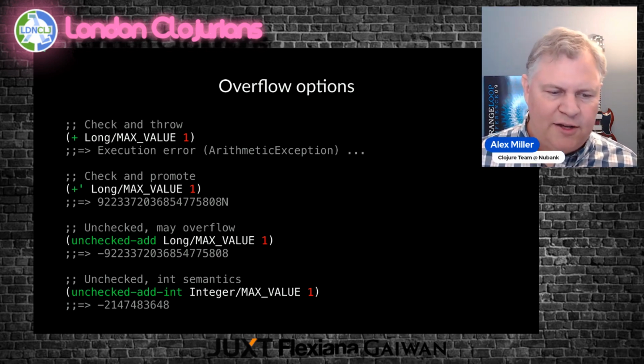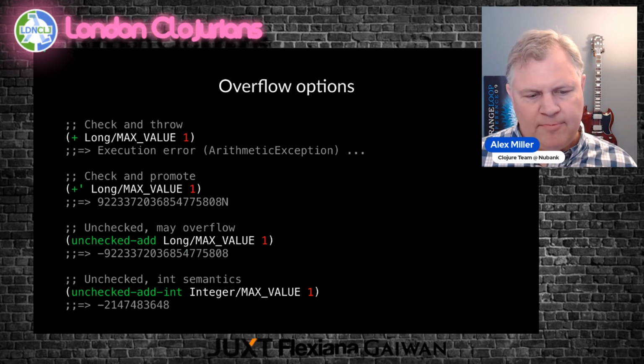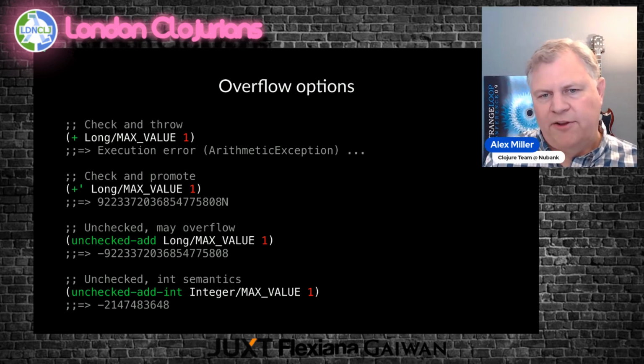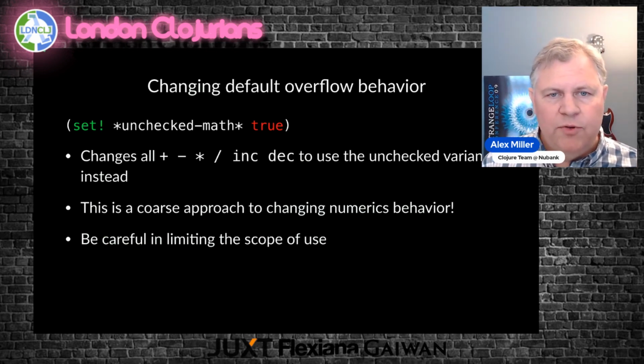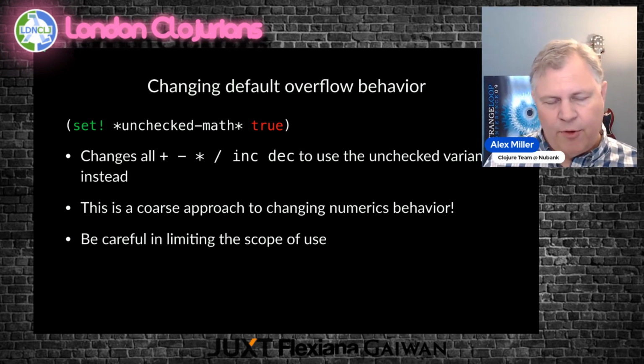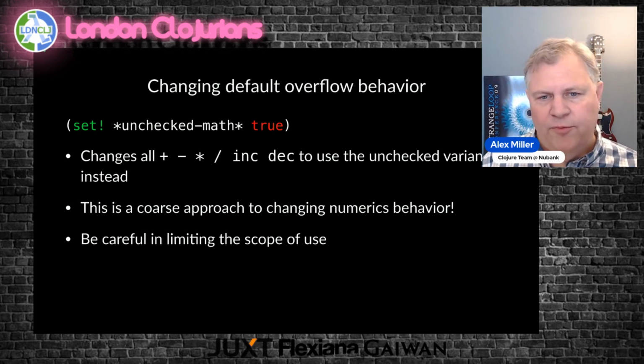So there's unchecked add int, and I think there's an unchecked multiply int, and all those variants. That again is particularly useful if you're doing certain kinds of hash calculations or something like that. So you can change the default overflow behavior from check and throw to unchecked by setting unchecked math to true.